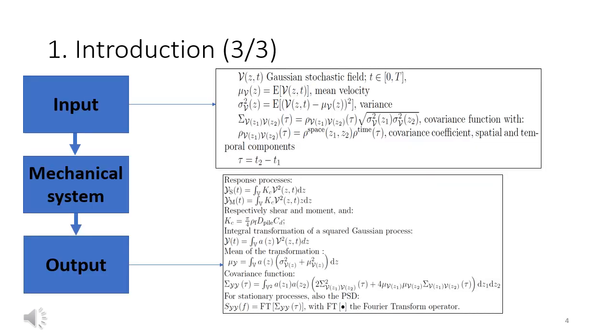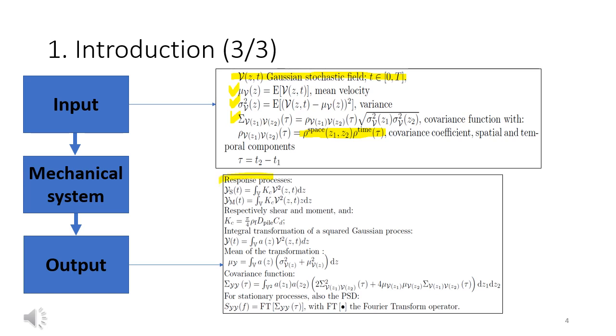This diagram is a visual aid for the information available during the physical process. At the input, we have a stochastic field modeling the velocity field of the flow. It is characterized by a mean, a variance, and a covariance function. We have chosen to express the latter in this fashion, the product of a spatial component and a temporal component. This input acts on the mechanical system and produces an effect, the output, or the mechanical response.